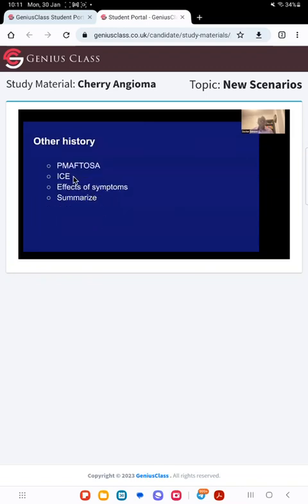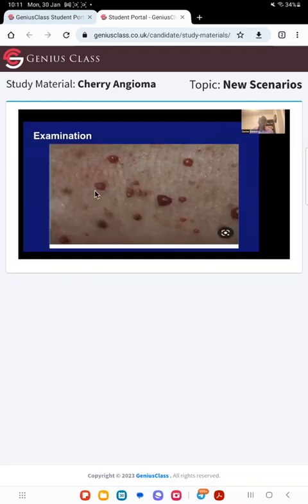You have to complete the other history. That's the PMAFTOSA, the ICE, the effects of symptoms, and you remember to summarize the main points in your history. That also helps you to narrow down your differential diagnosis. Now, when you ask for examination, you'll be given a photo. For example, this particular photo, and you can see here they are numerous, 1 to 3 millimeters in size. You see they are cherry red, and therefore the name cherry angiomas.